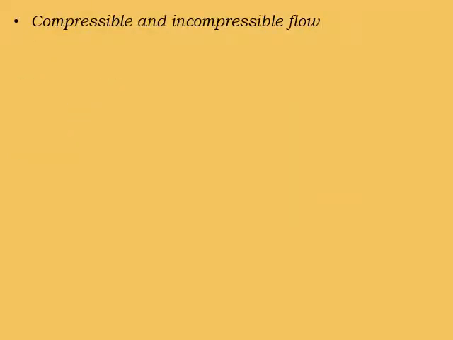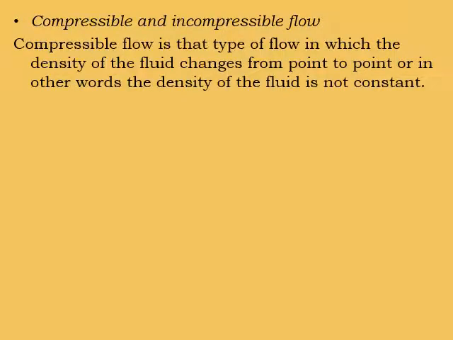So next one is compressible and incompressible flow. Compressible flow is that type of flow in which the density of the fluid changes from point to point, or in other words, the density of the fluid is not constant. So when fluid is flowing through a pipe or a channel, if its density changes from point to point, that is called compressible flow. That means the density is not constant in a fluid.